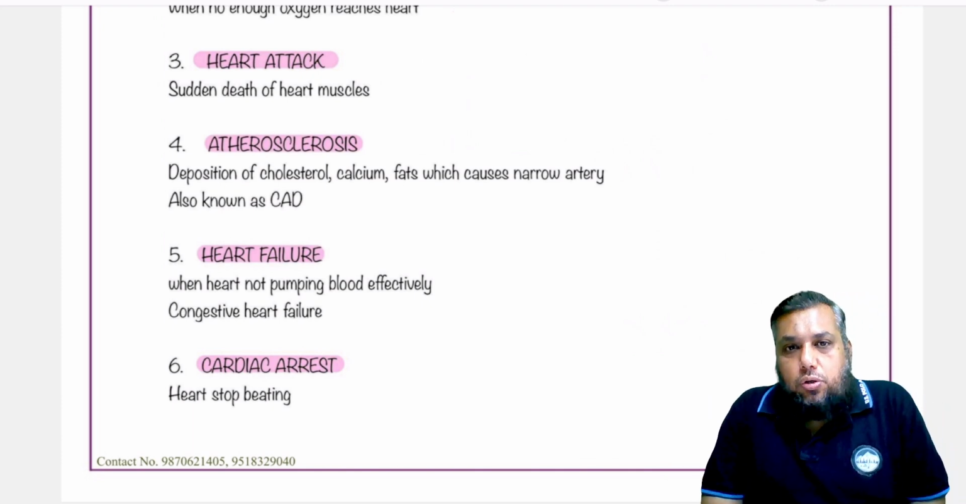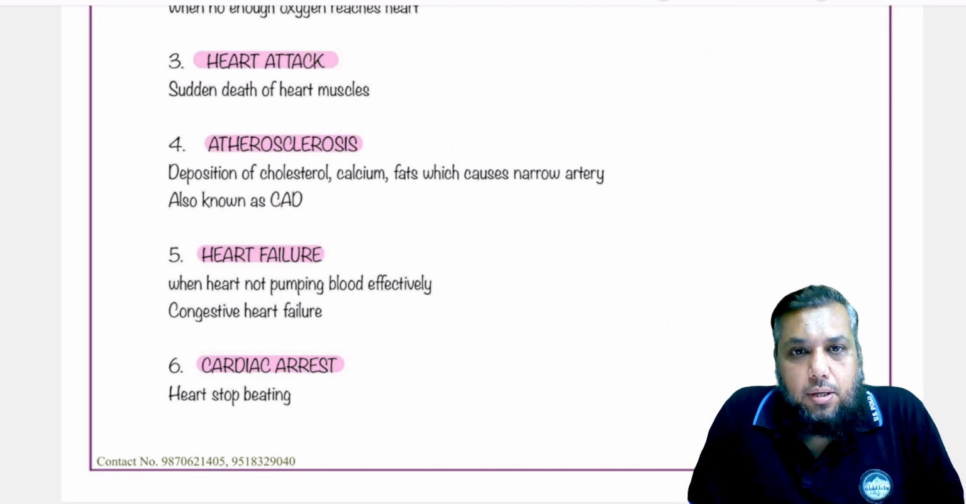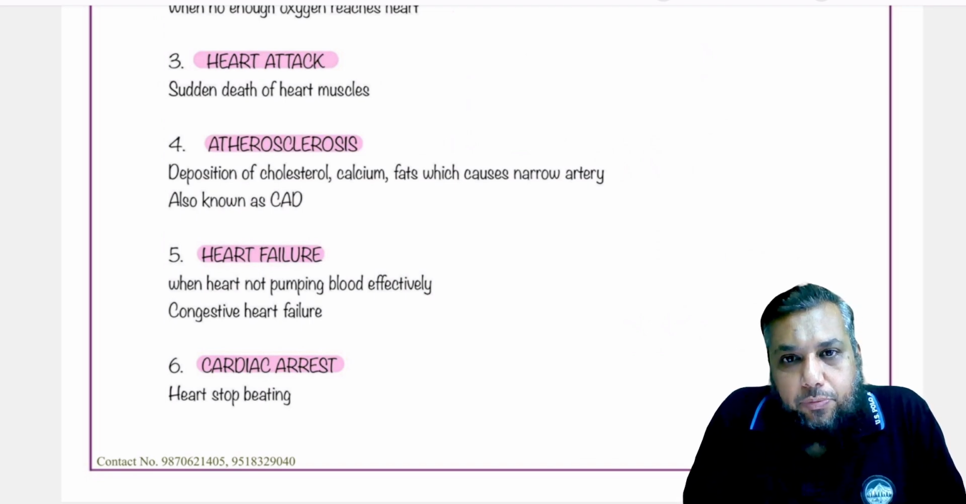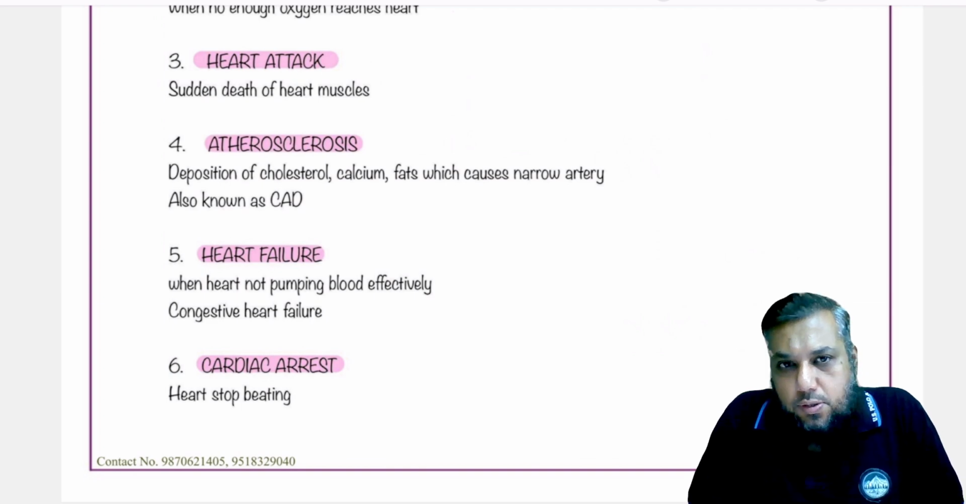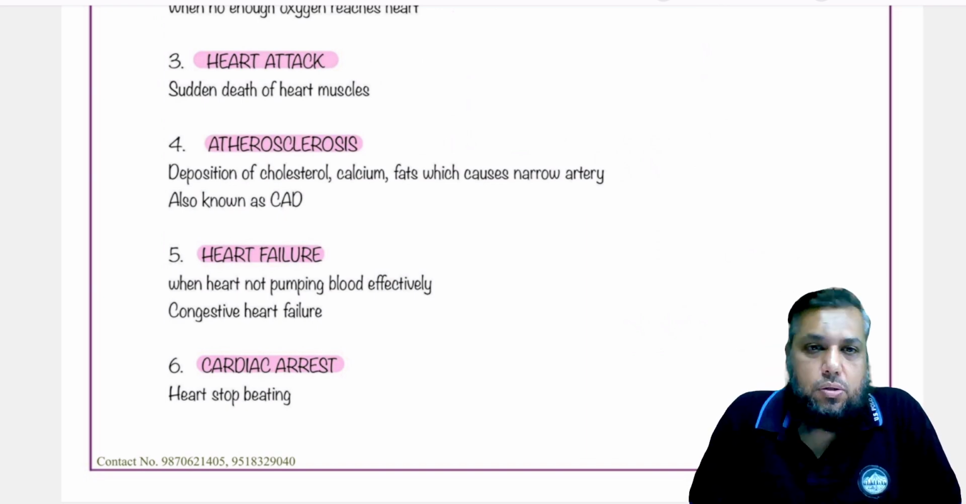The deposition of cholesterol and fats, which narrows the lumen of the artery, the coronary artery, is called atherosclerosis. And atherosclerosis can lead to myocardial ischemia. And myocardial ischemia can lead to myocardial infarction.